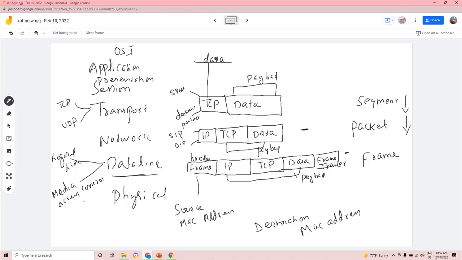Please understand, when the data comes to the transport layer, it is encapsulated with a TCP header or UDP header. So it is called a segment. When the segment comes to the network layer, it is encapsulated, attached with the IP header. So it is called a packet. When the packet comes to the data link layer, the frame header is attached and the frame trailer is attached. And the data link layer has two sublayers, logical link control and media access control.